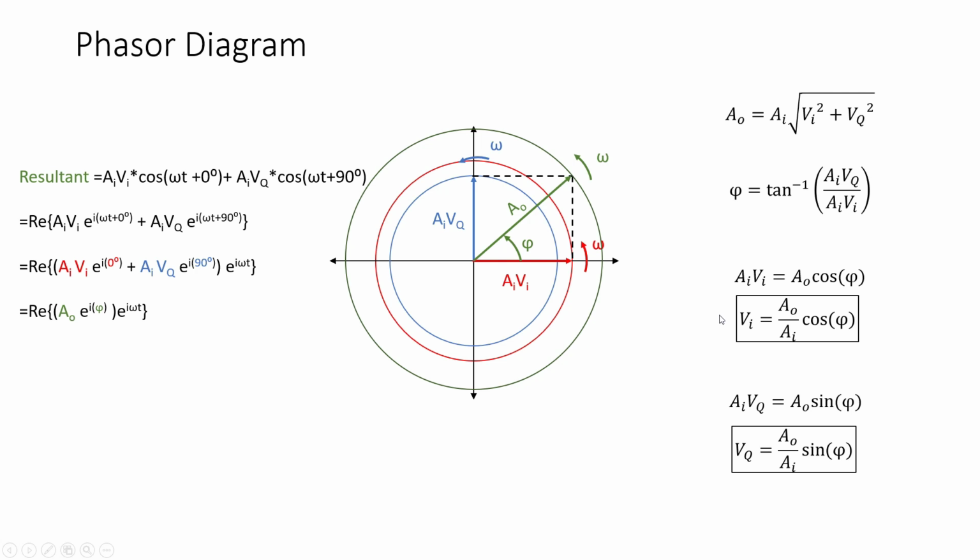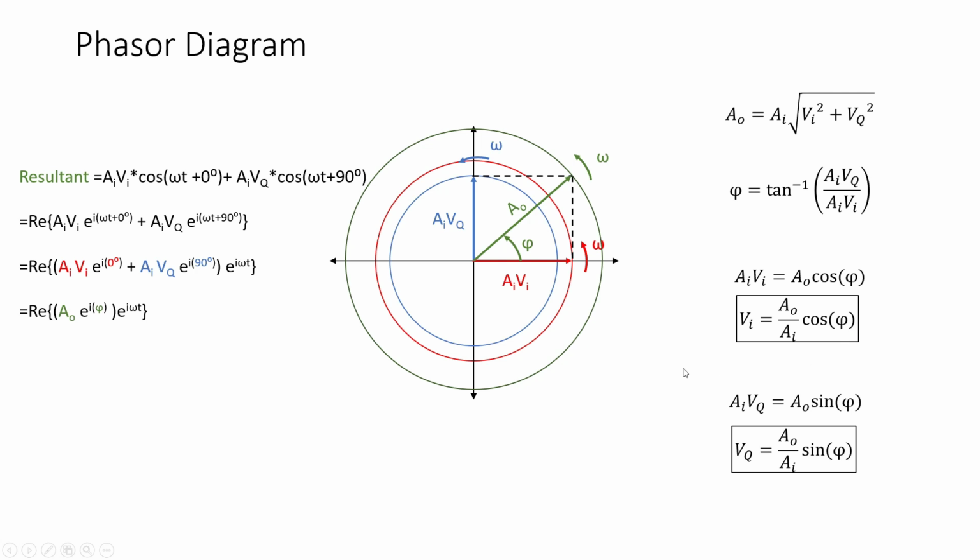Now we can calculate Vi, which is A0 divided by AI times cos phi. Similarly, the magnitude of Vq can be found by projecting A0 along the y-axis, which leads to AI Vq equal to A0 sin phi, and finally Vq is equal to A0 divided by AI times sin phi. Now that we have established the relationship between Vi, Vq, A0 and phi, we will see an animation to fully understand this.